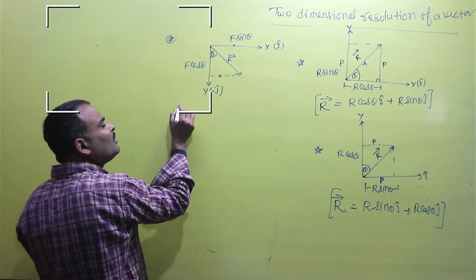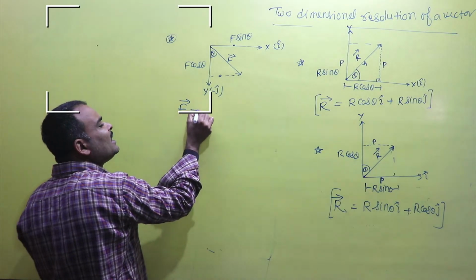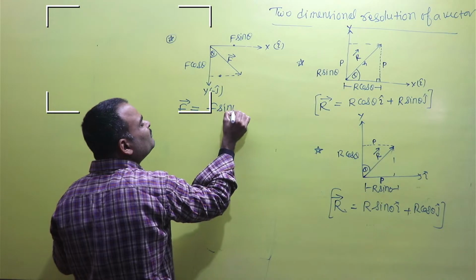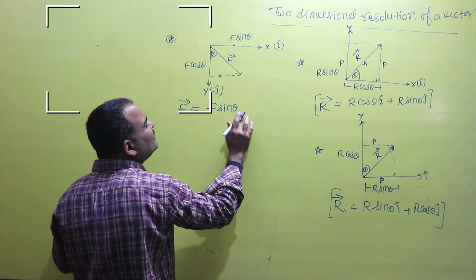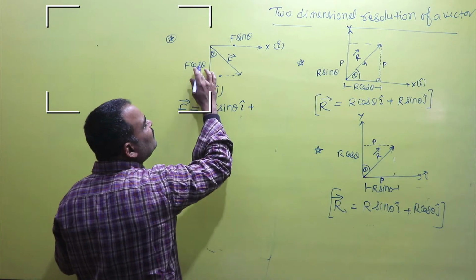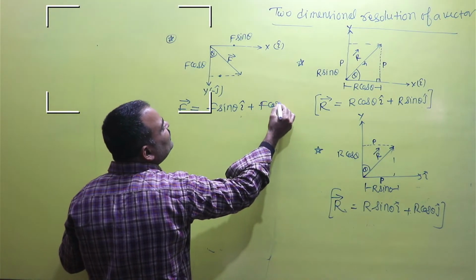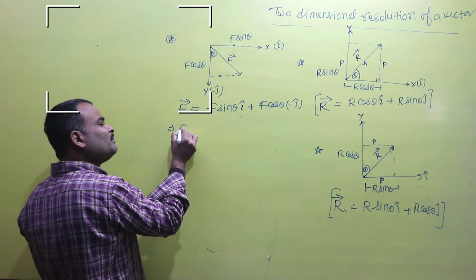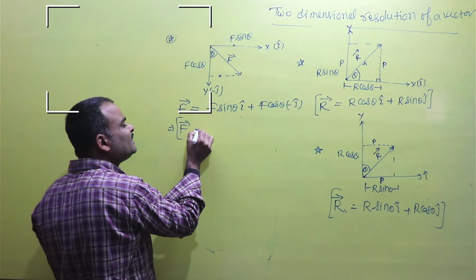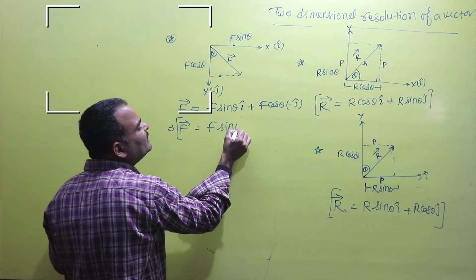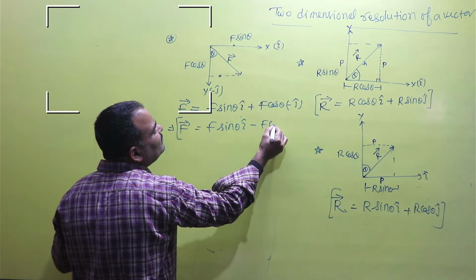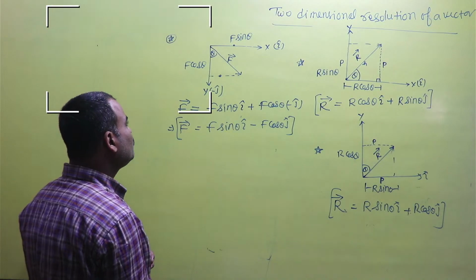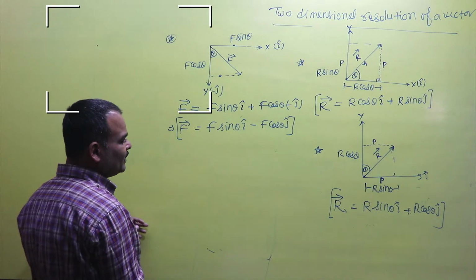So the resolution of vector F may be written as F is equal to F sin theta i cap plus F cos theta minus j cap. So the vector F may be written as F sin theta i cap minus F cos theta j cap. So you can resolve the vector this way.